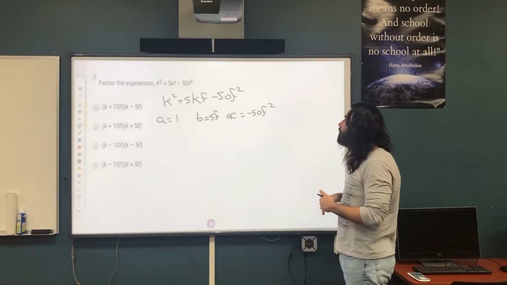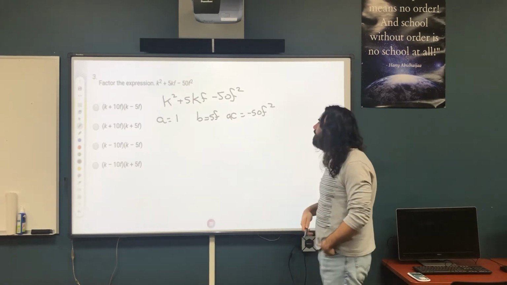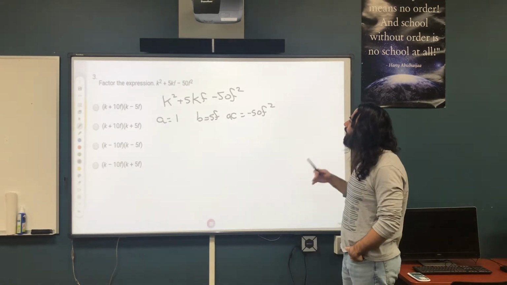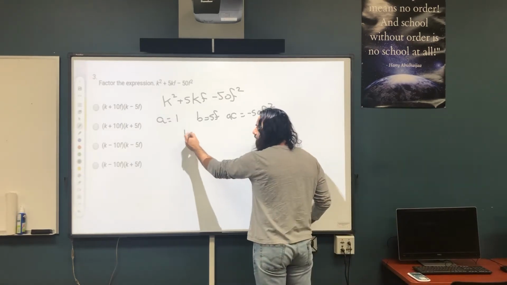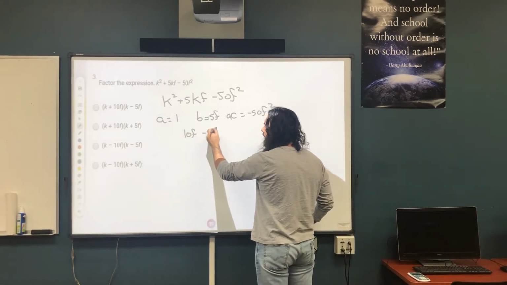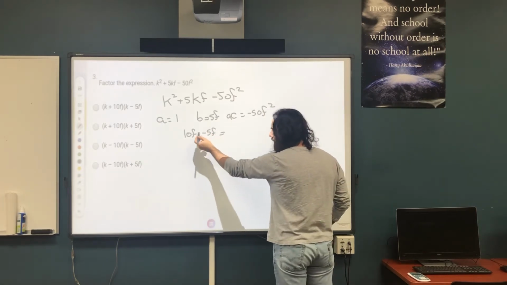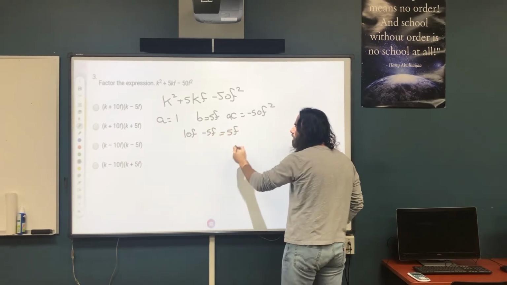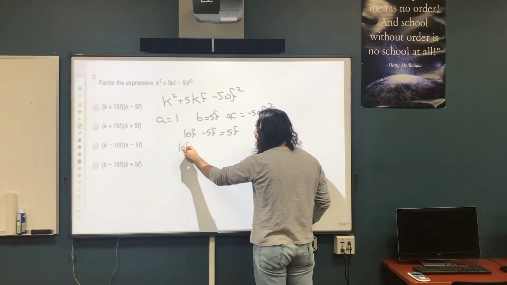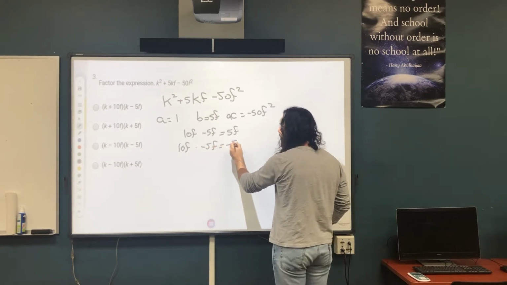Now we need to think of 2 numbers. If you add them, you get 5f, but if you multiply them, you get negative 50f squared. And the 2 numbers are 10f and negative 5f. If you add them, it's going to be 5f. And if you multiply 10f times negative 5f, it's going to be negative 50f squared.